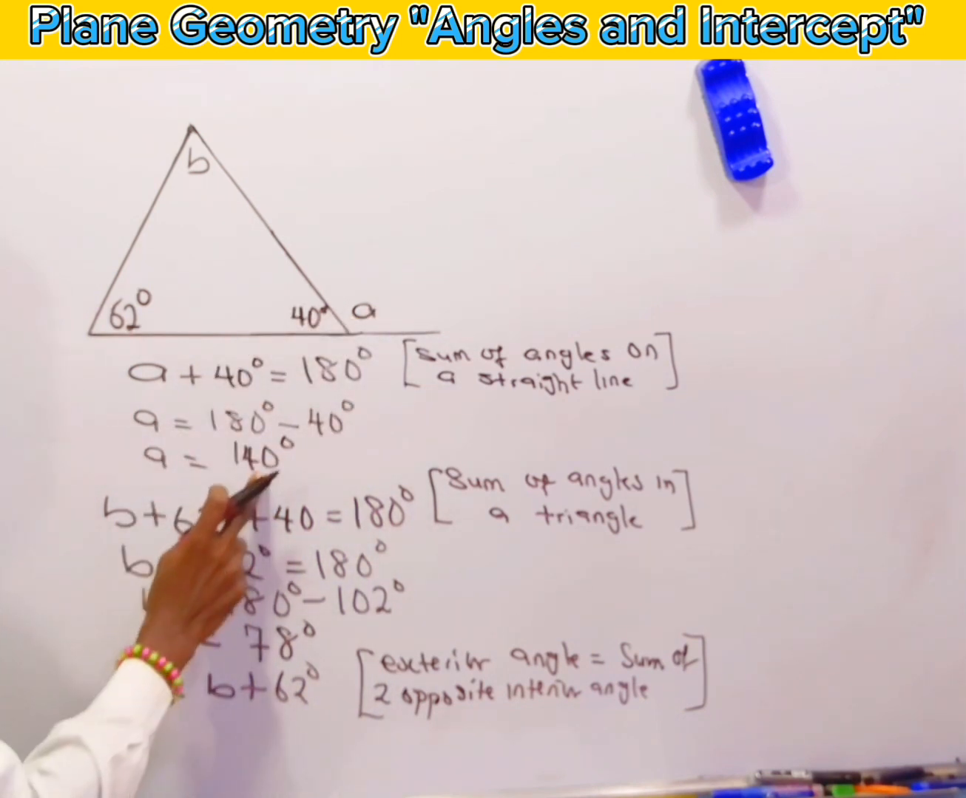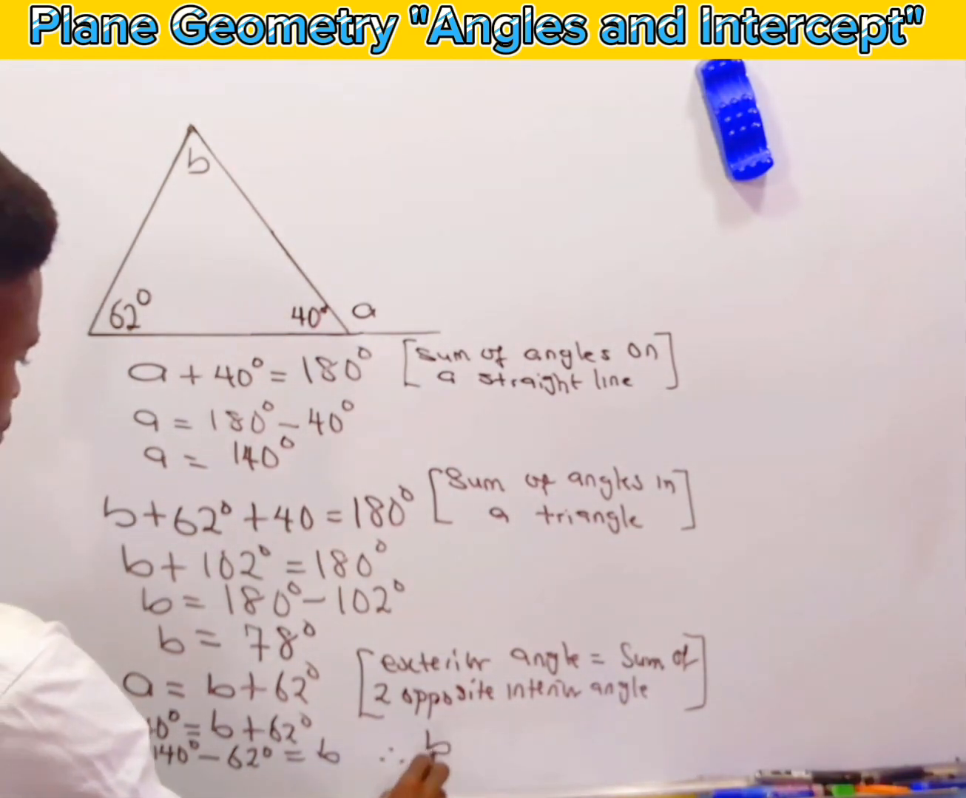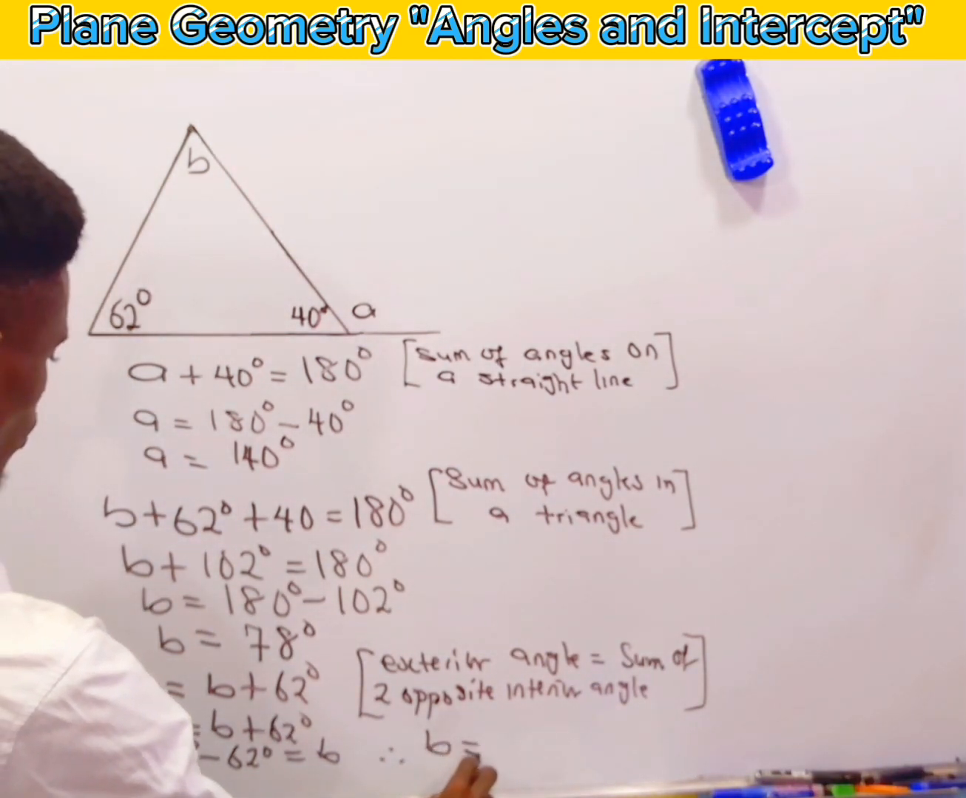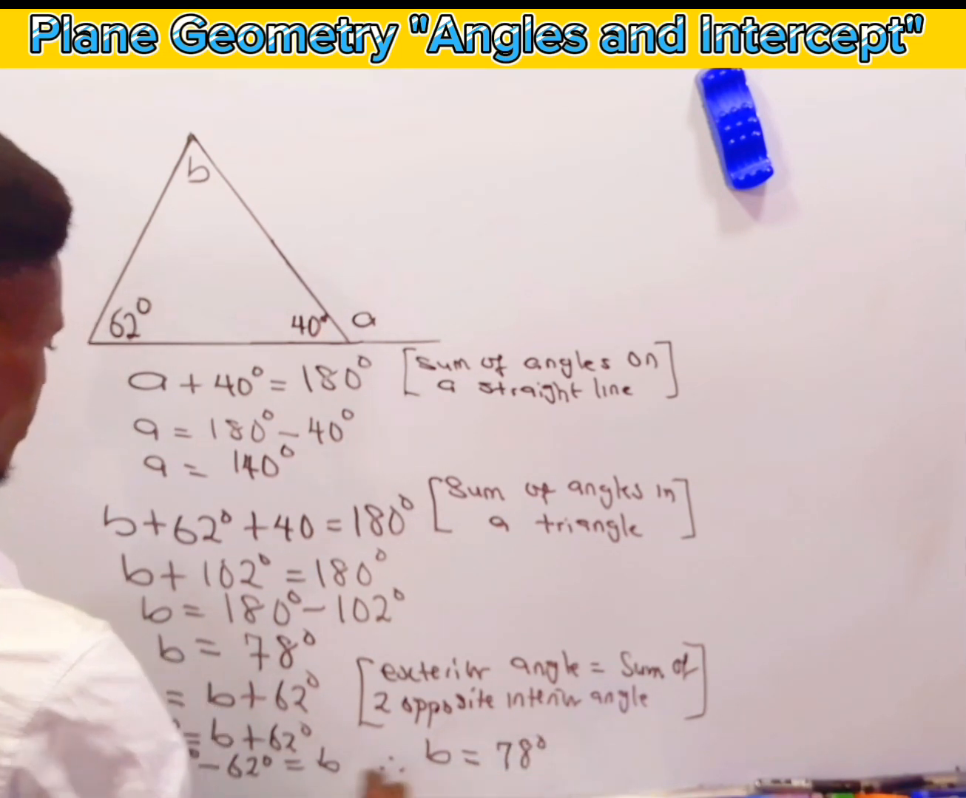And remember, A is 140 degrees. So we say 140 degrees is equal to, what is our B? Let's assume we don't know B. B plus 62 degrees. So moving 62 to the other side, we'll have 140 degrees minus 62 degrees is equal to B. Therefore, B is equal to 78 degrees.